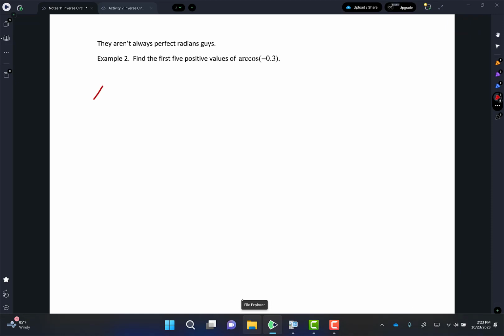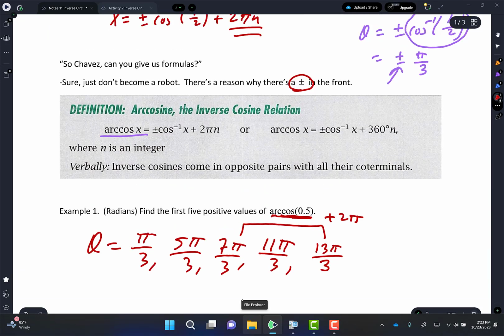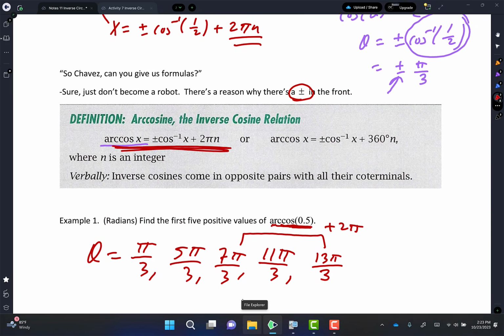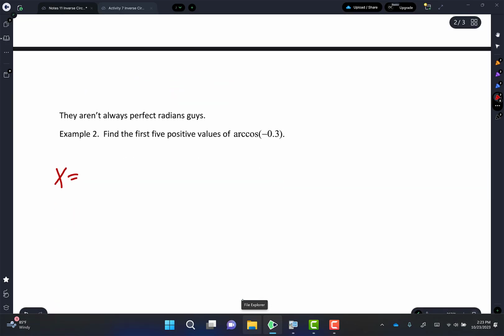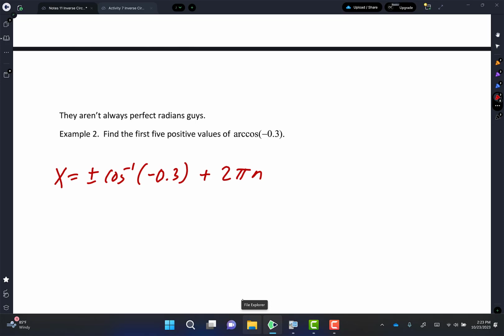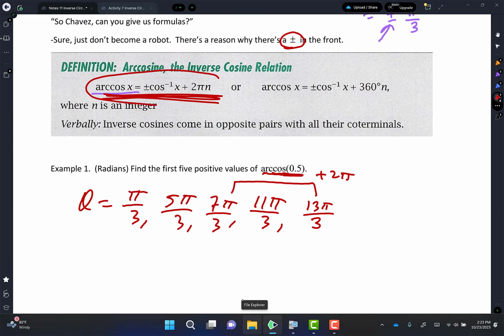So it says, find the first 5 positive values of arccosine. So here we go. I'm going to write x equals plus minus arccosine of negative 0.3 plus 2 pi n. Are we okay? I haven't done anything crazy, guys. I just used my formula. I showed you where that plus minus is coming from.